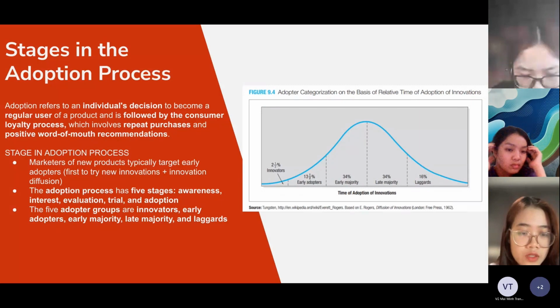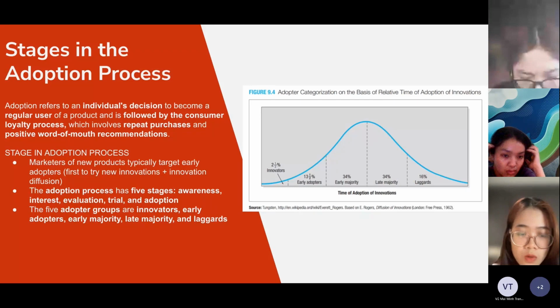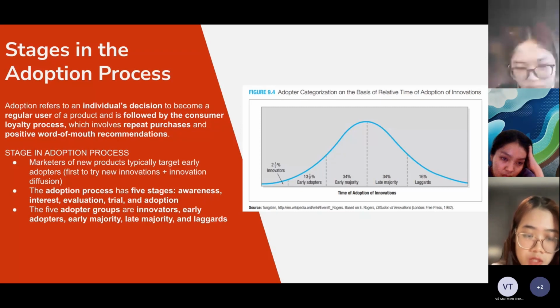So the 5 steps are the awareness. Consumer becomes aware of the innovation but lacks information about it. And the second is interest. The consumer is stimulated to seek information about the innovation. And thirdly is evaluation. Consumer considers whether to try the new innovation. And next is the trial, when the consumer tries the innovation to estimate its value. And final is the adoption. The consumer decides to make full and regular use of the innovation. So there are also the 5 adopter groups: innovators, early adopters, early majority, late majority, and laggards.